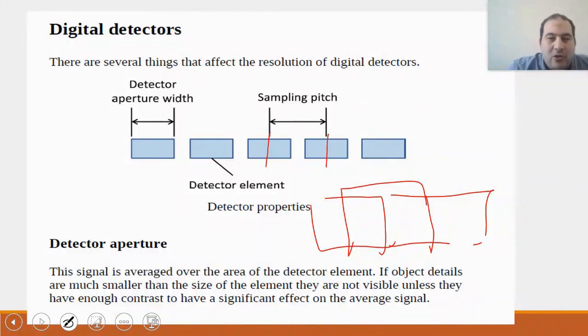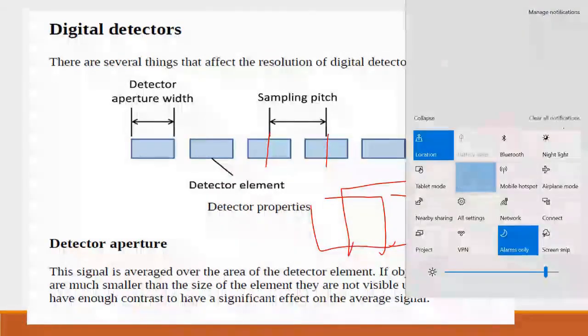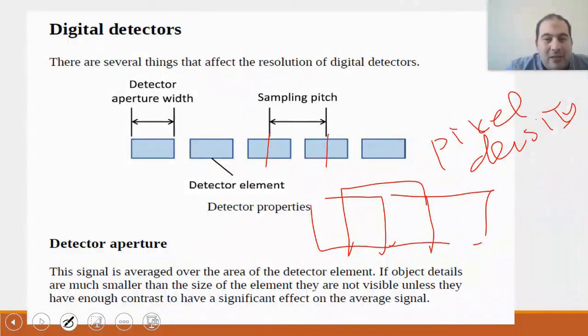Therefore, resolution is closely related to pixel density and the number of pixels present. As the number of pixels increases, the distance between the center of one pixel and the center of the neighboring pixel will decrease. Consequently, your sampling frequency will increase, allowing you to achieve a significantly better result.